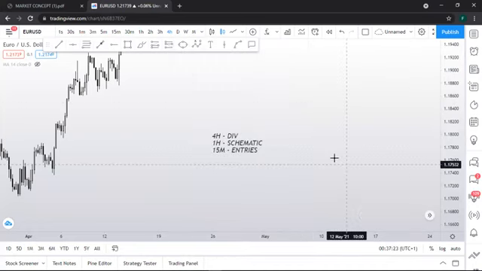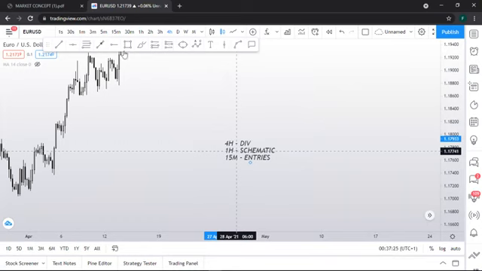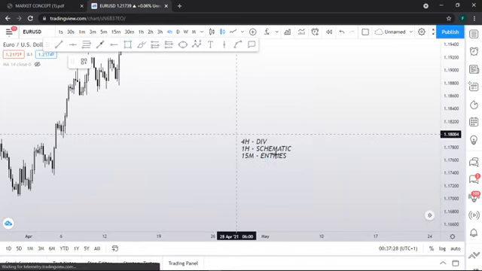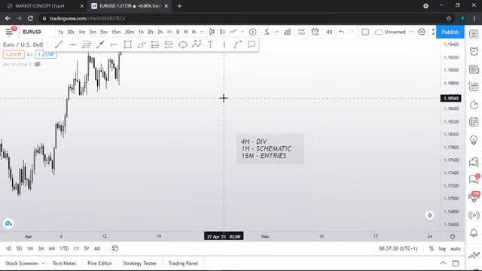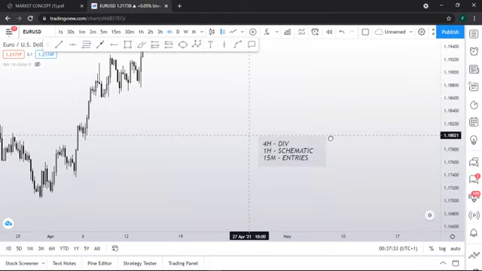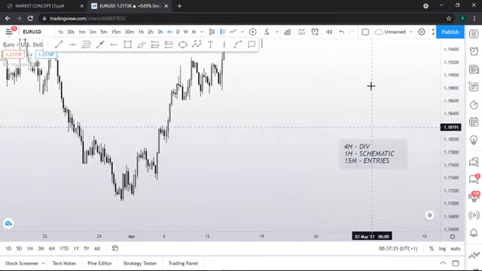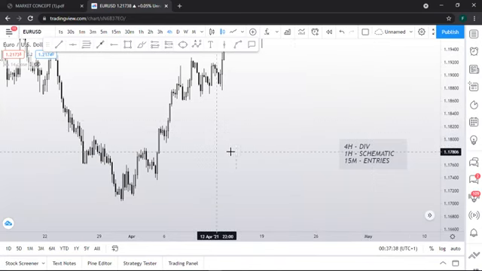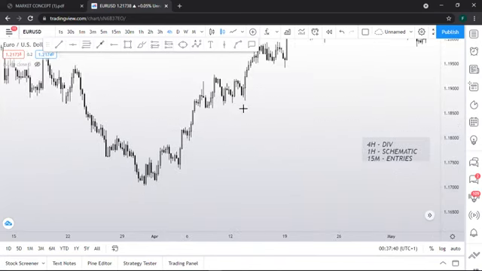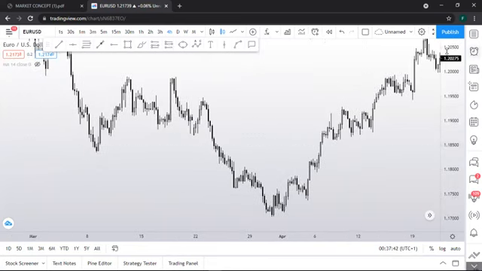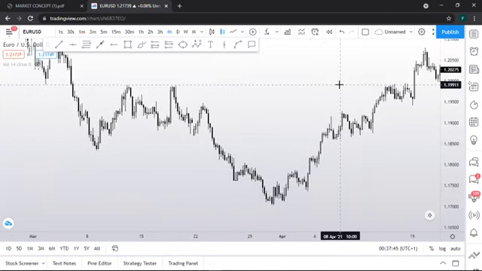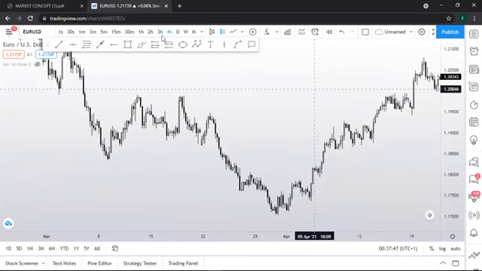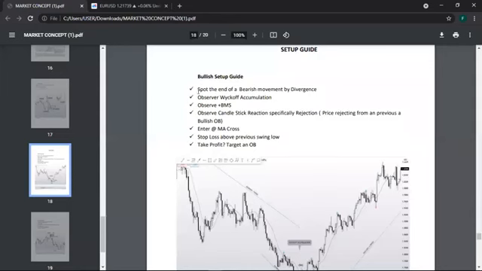All right. These are the key factors that I consider whenever I look at a chart or whenever I want to look for a trade. So now that we understand that the 4-hour is for my divergence, the 1 hour is for schematic, and the 15-minute is for entries, let's jump right into the video. So like I said, I'll keep this video as short and simple for better understanding. Now, first of all, the first rule we got for a bullish setup is first spot the end of a bearish movement by divergence. What does that mean?